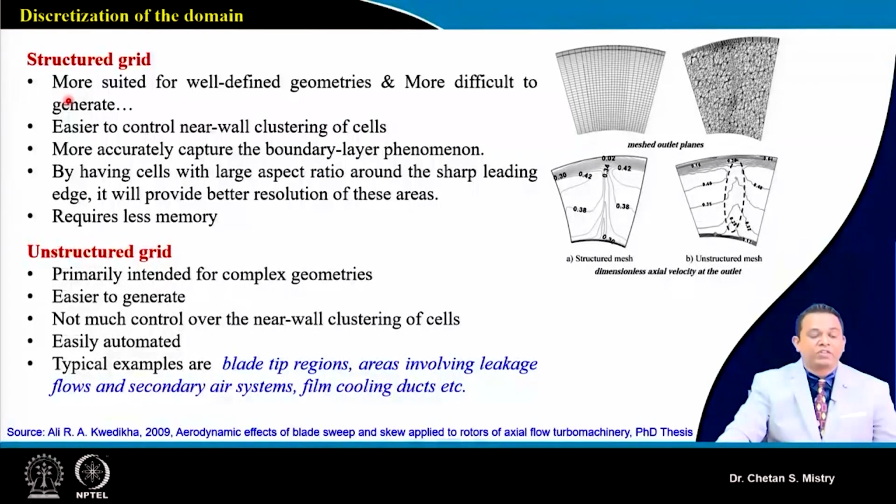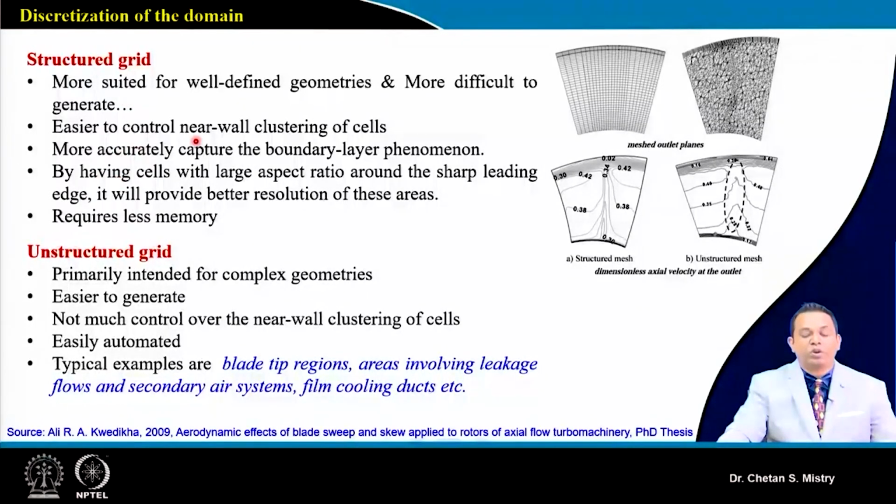We can say structured is most suited for well defined geometry and is more difficult to generate. Suppose we have a fan blade or compressor blade, it has three dimensionality in its shape, because we have our blade angles at entry and exit that vary along the span, and that gives the three dimensionality to our blade. Now in order to mesh this kind of blade, or to make such a domain, yes, this is a challenging task.